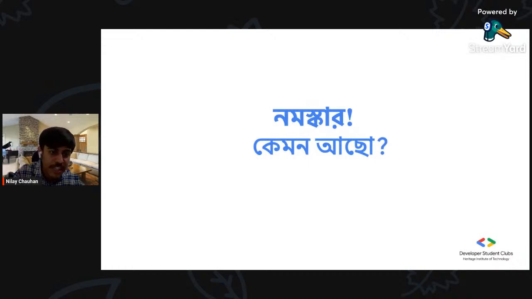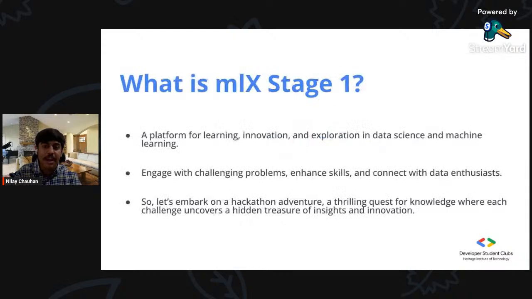Namaskar, কেমন আছে কলকাতা? So yeah, please forgive me if my Bengali is a little bad. I guess I pronounce it a little badly, but I try every time. And yeah, I really enjoy that language.